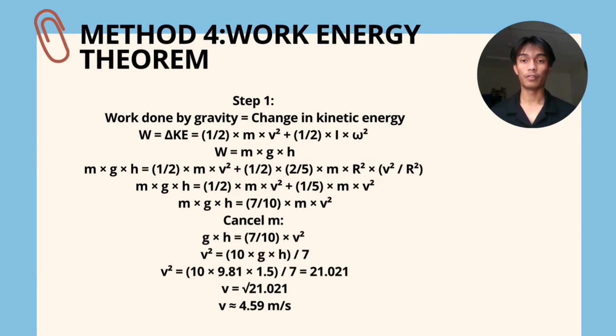And now for the final method, which is the work-energy theorem. The work done by gravity is equal to the change in kinetic energy. And then after the calculation, we got the same speed for all the methods, which is 4.59 meter per second.